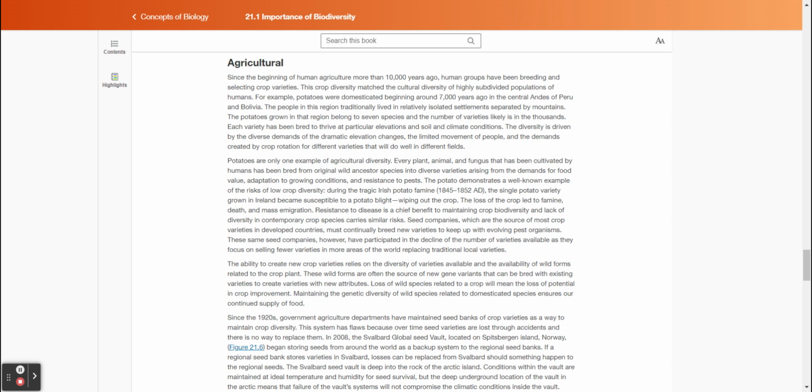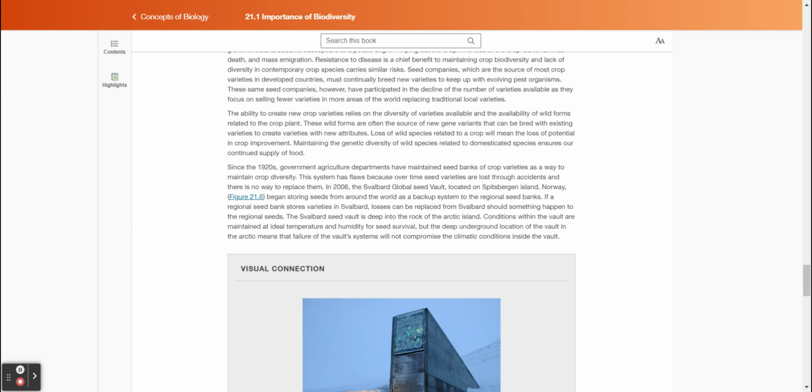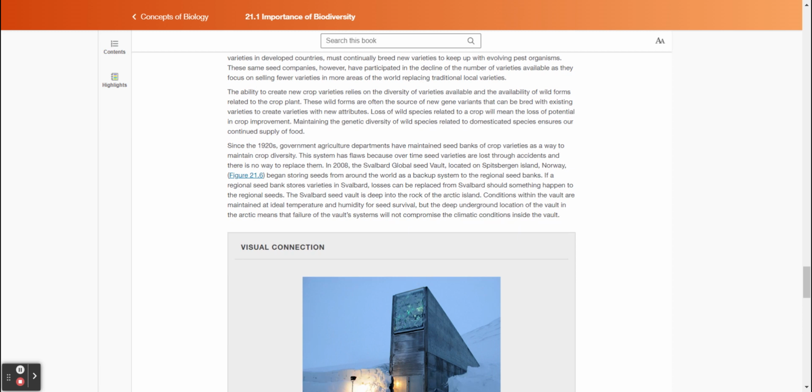Resistance to disease is a chief benefit to maintaining crop biodiversity, and lack of diversity in contemporary crop species carries similar risks. Seed companies, which are the source of most crop varieties in developed countries, must continually breed new varieties to keep up with evolving pest organisms. These same seed companies, however, have participated in the decline of the number of varieties available as they focus on selling fewer varieties in more areas of the world, replacing traditional local varieties.